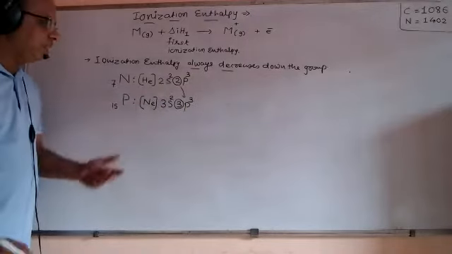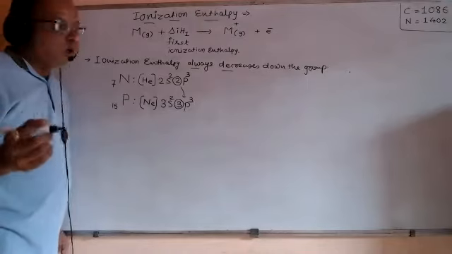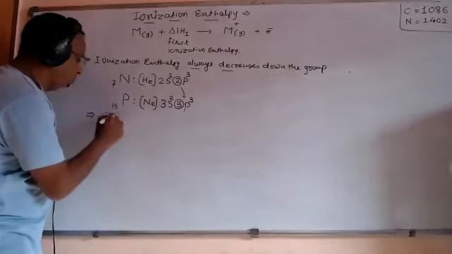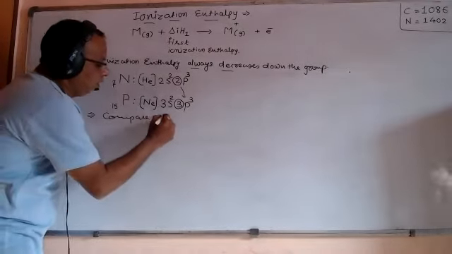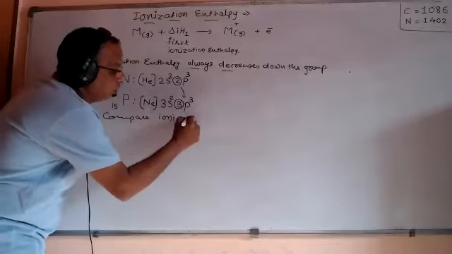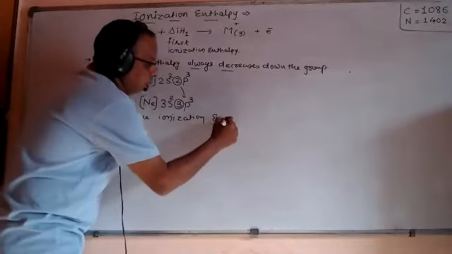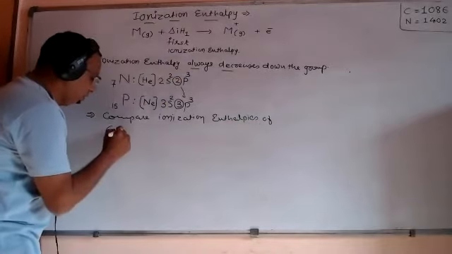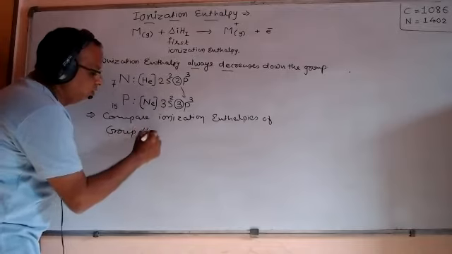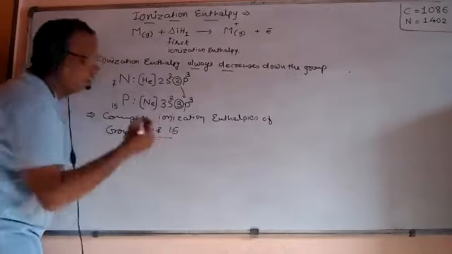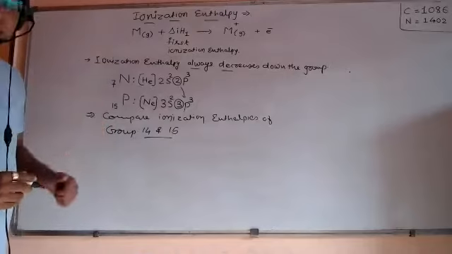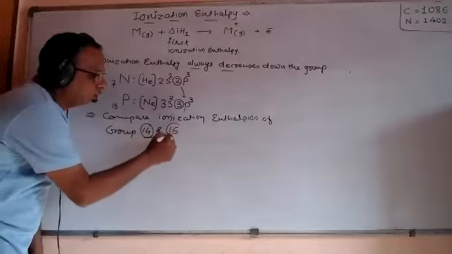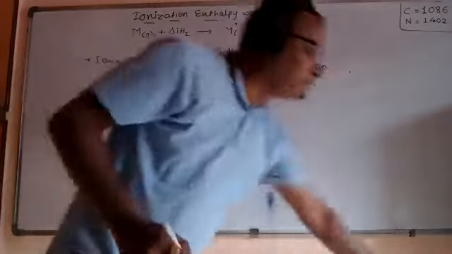Second thing, here we have to compare the ionization enthalpies of group number 14 and 15. So here once again we are considering two examples of each group, group number 14 and group number 15. How is it possible? Let's check it out.